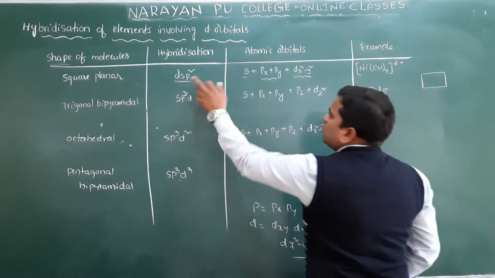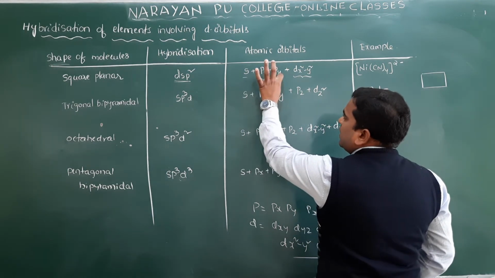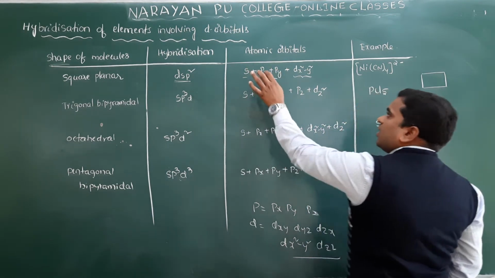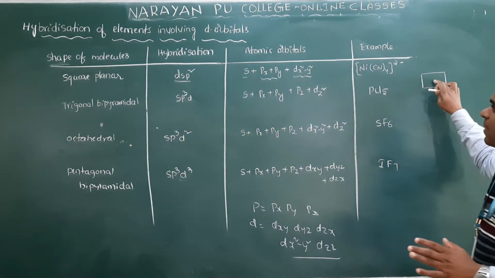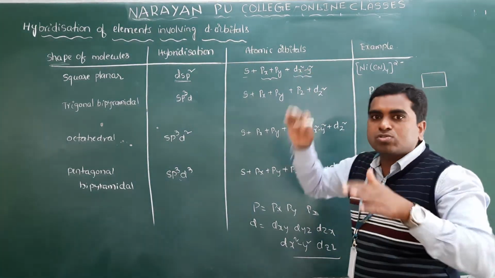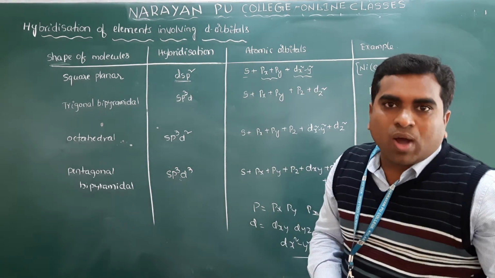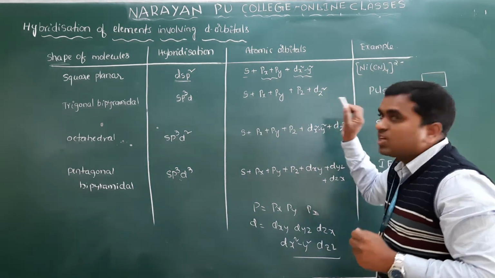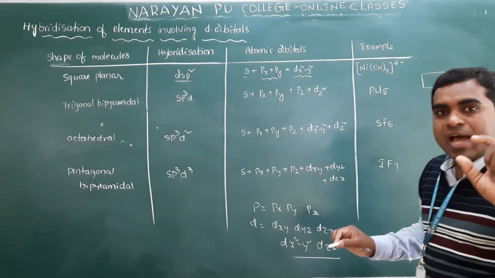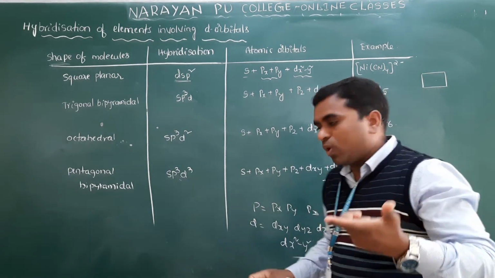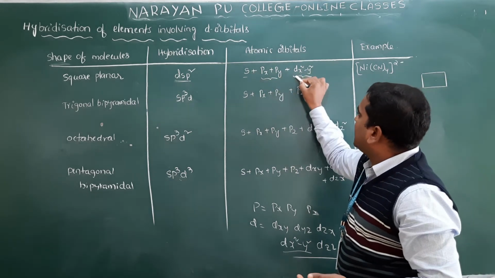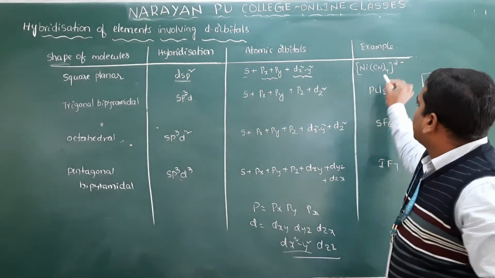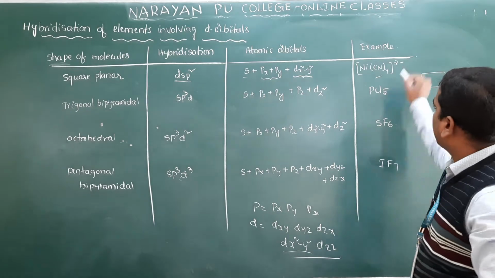Clear? You know that sp2 means px and py, so the x axis and y axis are there. The remaining also, because it is planar. Planar means the d orbital should also have x and y coordinates only. The d orbital having both x and y coordinates is dx square minus y square. So that d orbital is involved. Clear? The example is Ni(CN)4 2 minus.